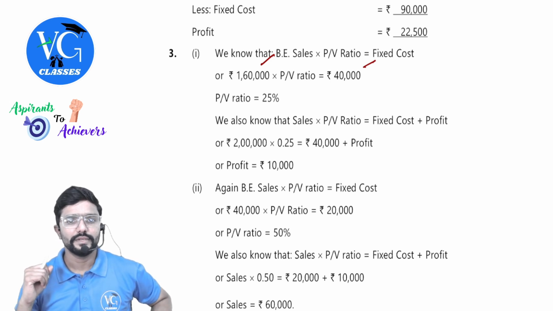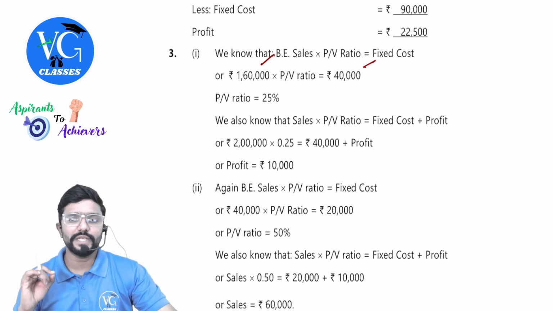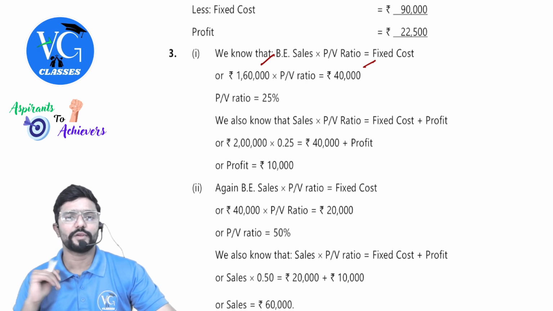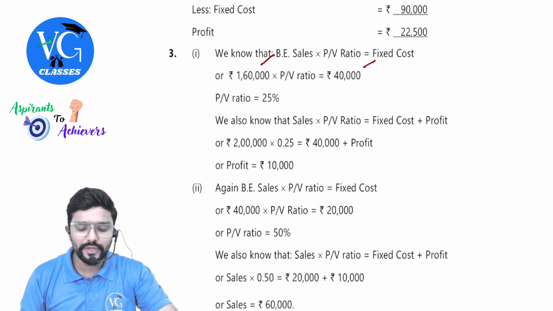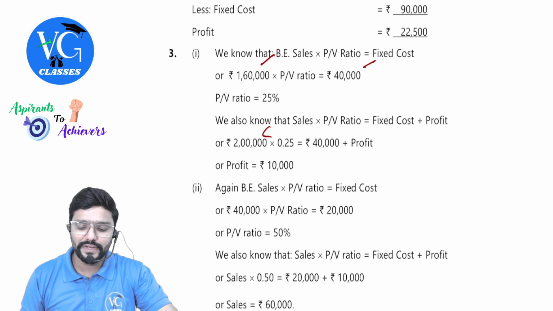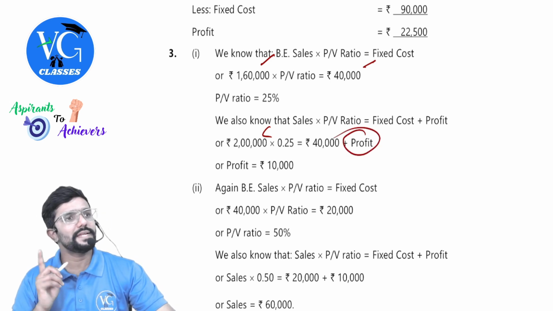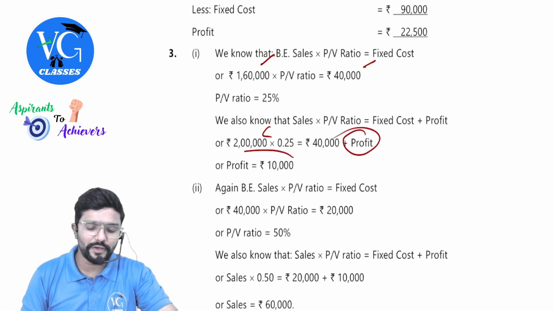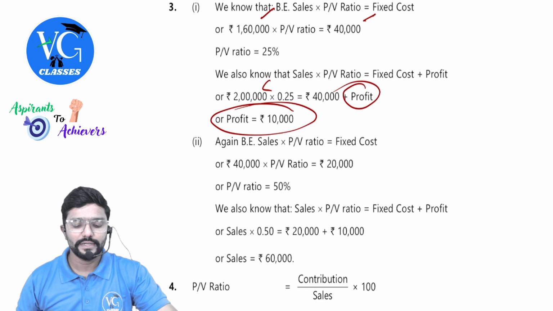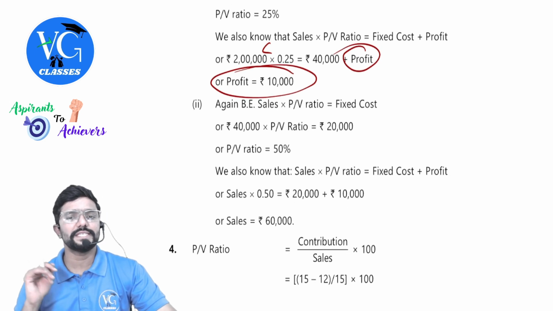Next, we also know that sales into PV ratio is equal to contribution, which is equal to fixed cost plus profit. So sales into PV ratio will give us contribution, minus fixed cost will give us profit. That is the format. Again, break-even sales is equal to what?